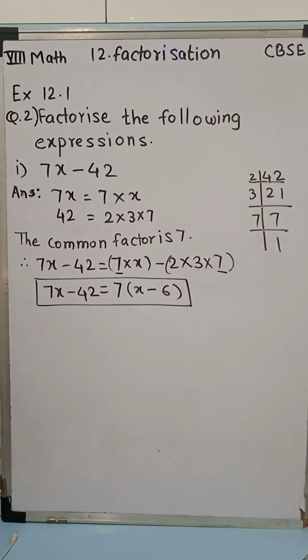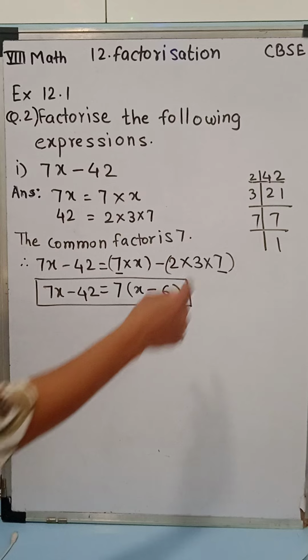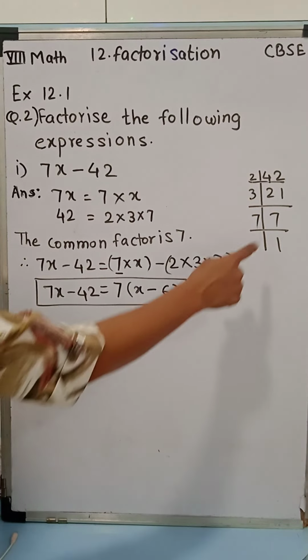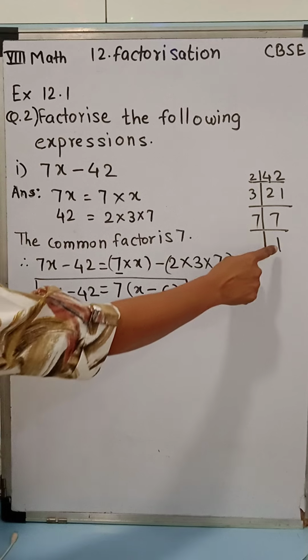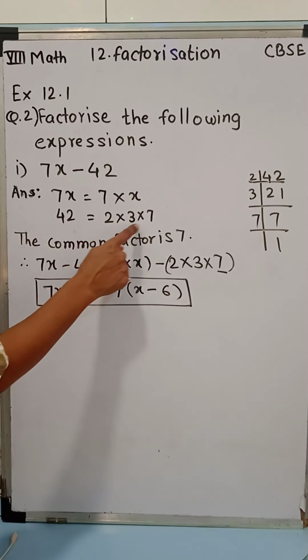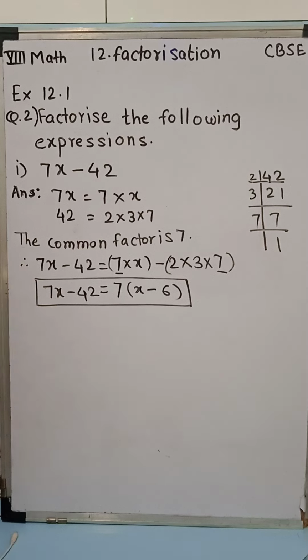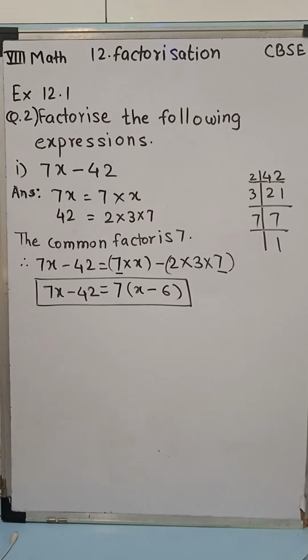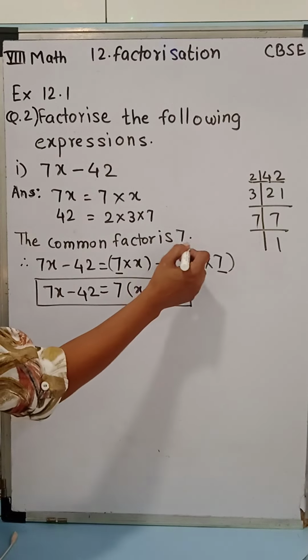Now 21 is not an even number, so it cannot be divisible by 2. So we can move to the next prime number, that is 3. 3 sevens are 21. Now 7 itself is a prime number, so 7 ones are 7. 42 can be factorized as 2 into 3 into 7. Now if you observe here, you can see that in both the terms 7 is the common number, so the common factor is 7.